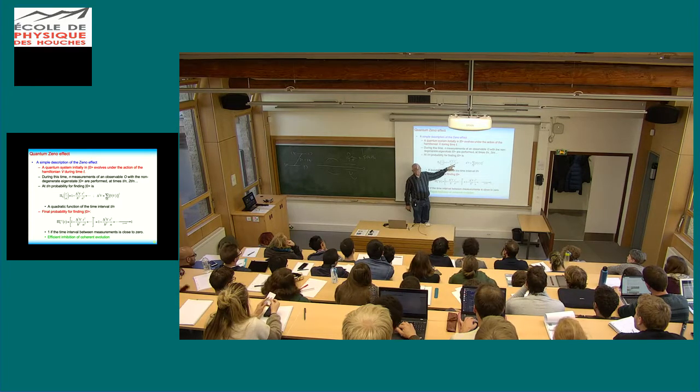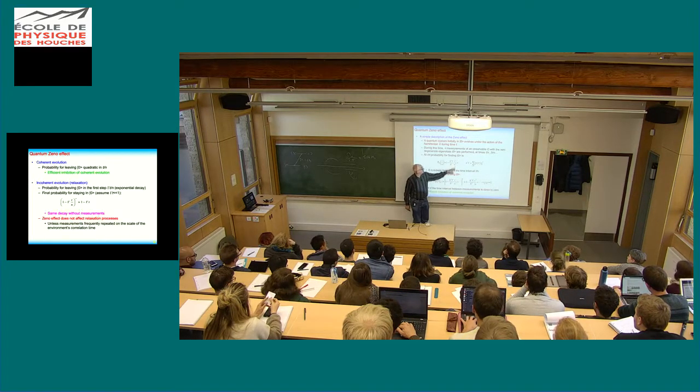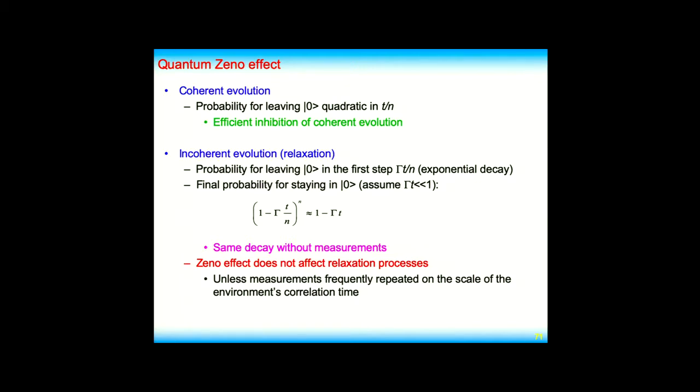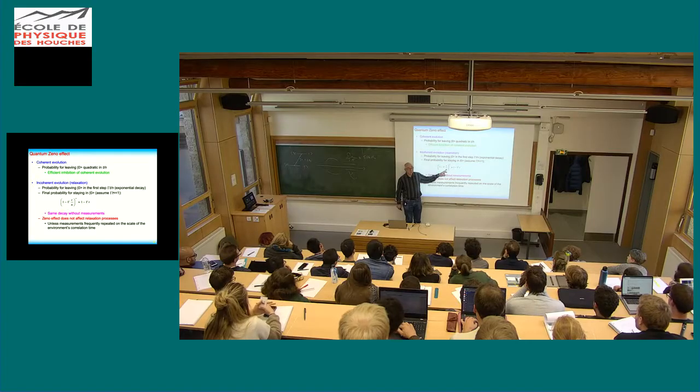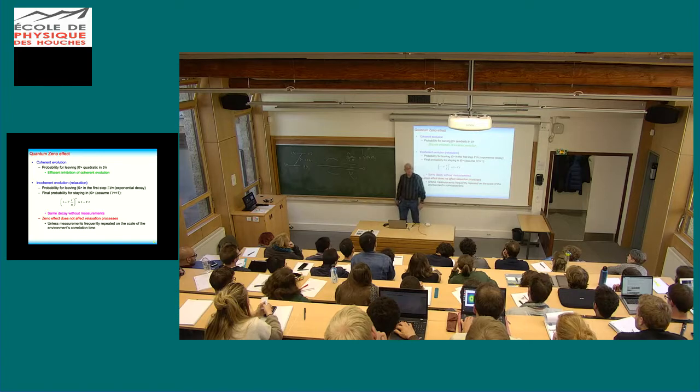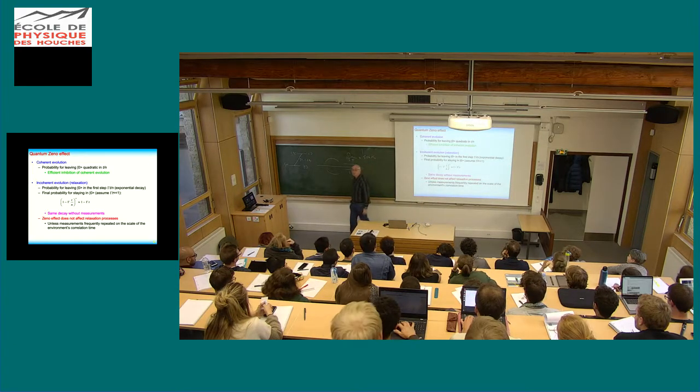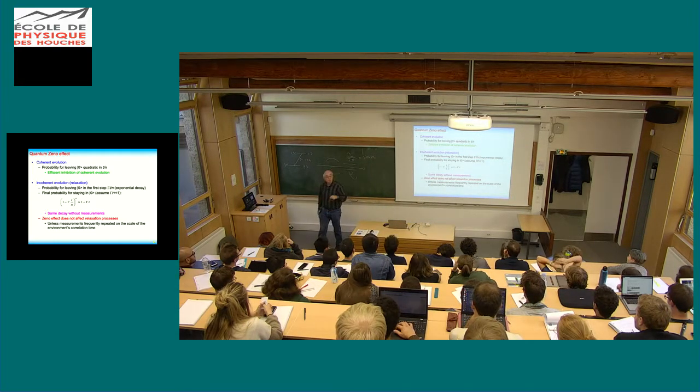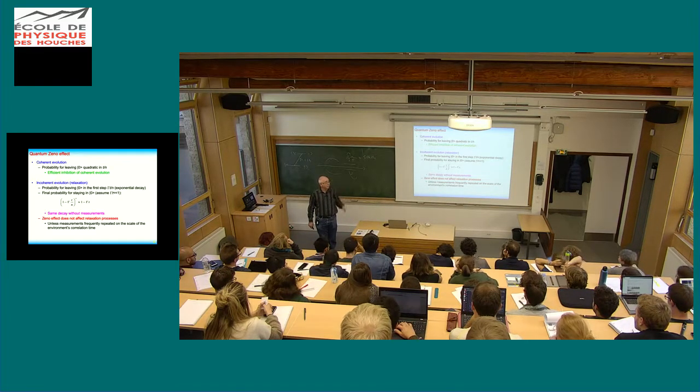It should be quadratic. If it's not coherent evolution, if it's just relaxation, for instance, after a time t over n, you have a probability of departure that is t over n. That is linear with time. Exponential damping, for instance, to the power n, means that you have no Zeno effect. So you can block a coherent evolution. You cannot block, for instance, spontaneous emission. There is no way of inhibiting a decay by observing the system.